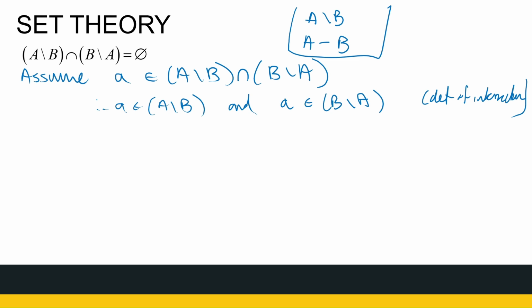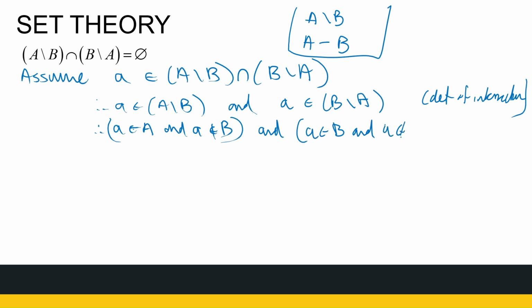Now let's look at the definition of "without," or the difference between two sets, and what that means. If a is in A without B, that means lowercase a is in set A, and a cannot be in B. That's the definition of without. And similarly there, a must be in B and a cannot be in A. And that's the definition of the difference between two sets.